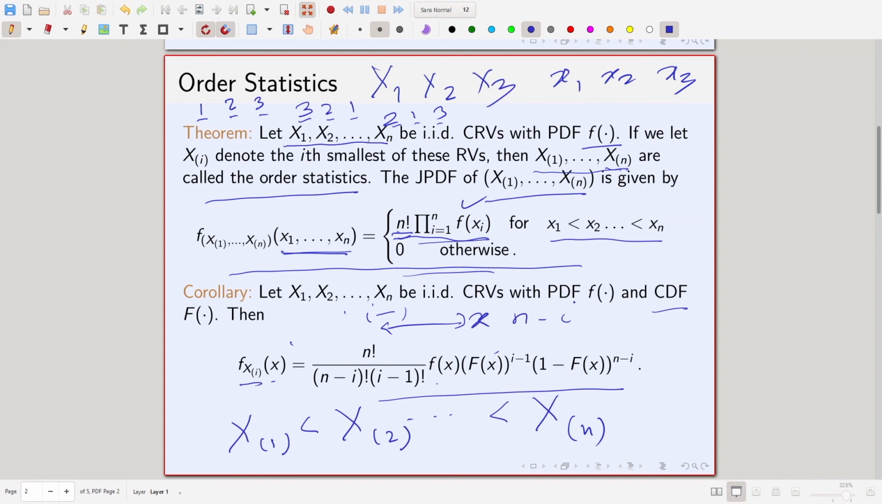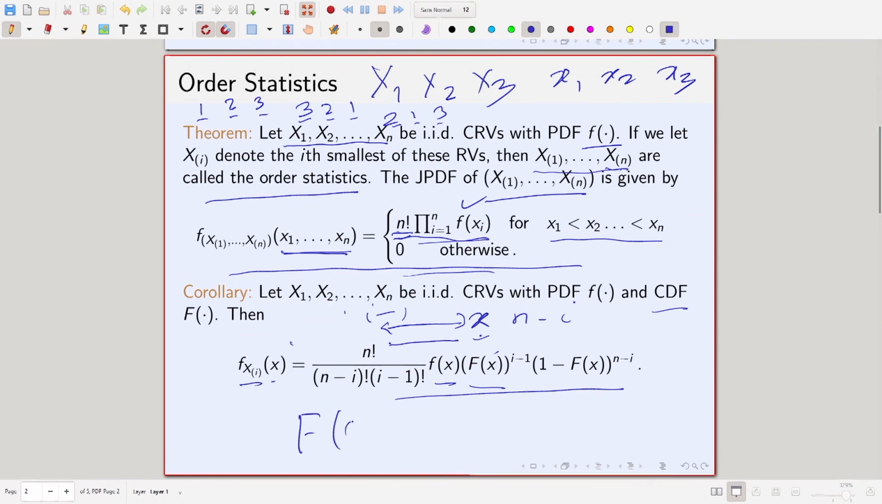So this f of x is coming because the ith one is x. Now this capital F of x to the power i minus 1 comes from the fact that there are i minus 1 below x. Remember, what is capital F of x? Let me write it here.